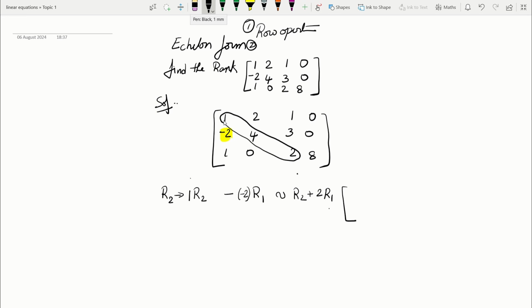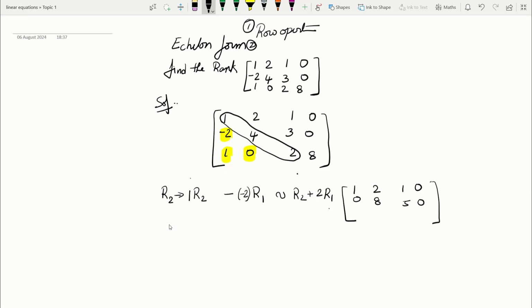So how can I write it? R2 minus into minus plus, so R2 plus 2 into R1. Now see, -2 plus 2 into 1, what will happen? It is 0 only. Doing this operation, 1 2 1 0, here it will become 0, then this will be 8, and 5, 0. Later I will explain how to use a scientific calculator to solve this. First you learn the concept, then we will discuss that.